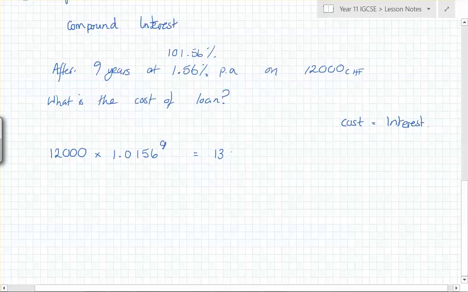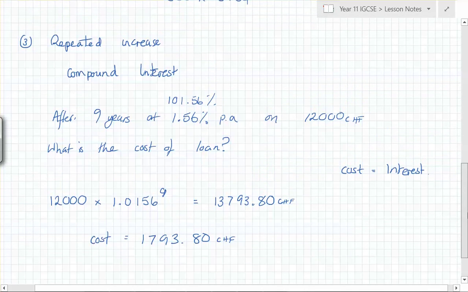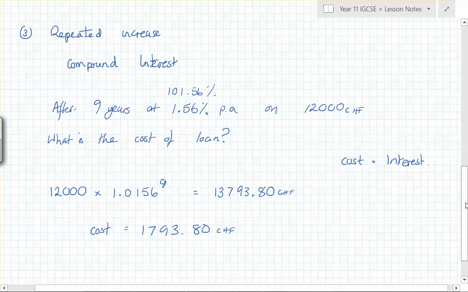So on your calculators, you can tell me the answer to that, which is 13,793.8 Swiss francs. Remember, we should put 2 decimal places. Okay, so what is the cost? 1,793. Right. Okay, so there's the cost. I think you'll pretty much know what you're doing with this stuff then.